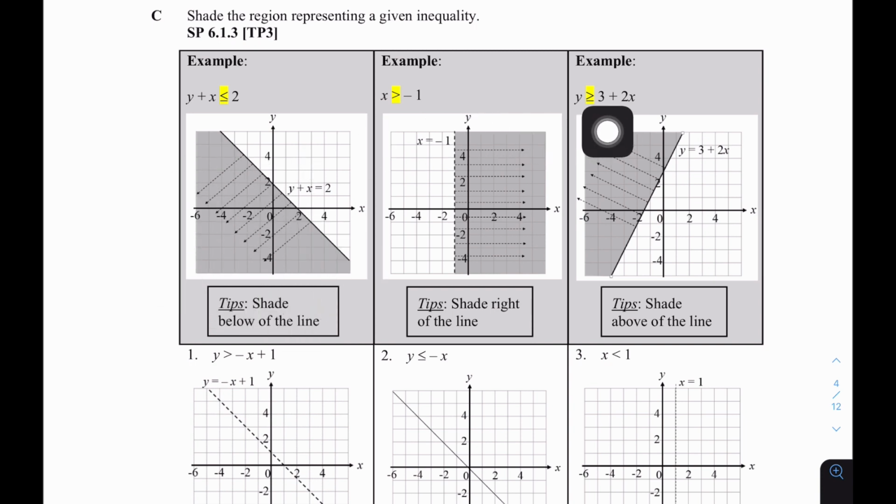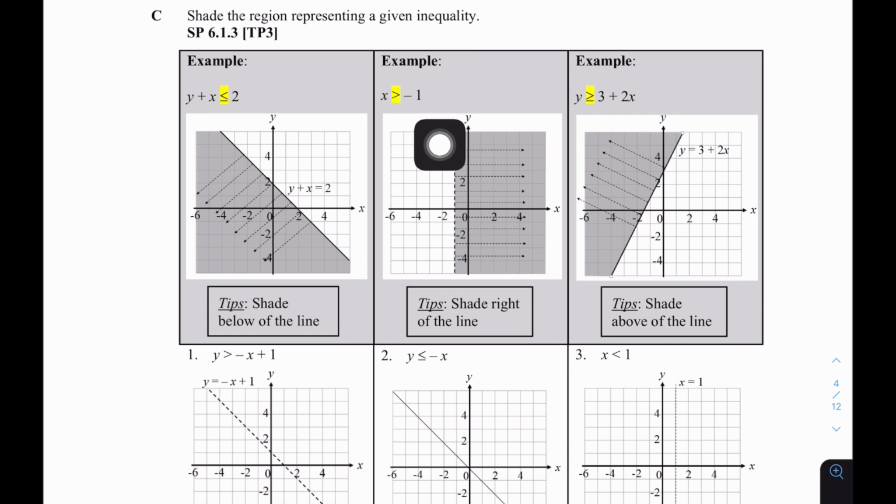Yang ni pun sama. Y is more or equal. So kita ada solid line. Lebih besar. So untuk case ini, kita lorekkan ke belah atas. Ingat.